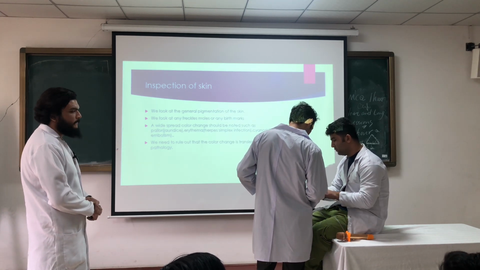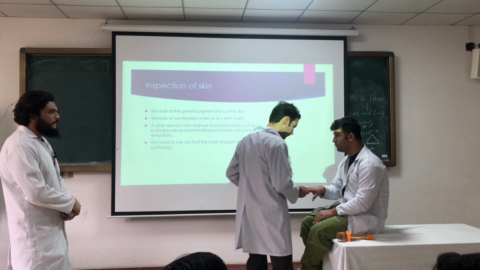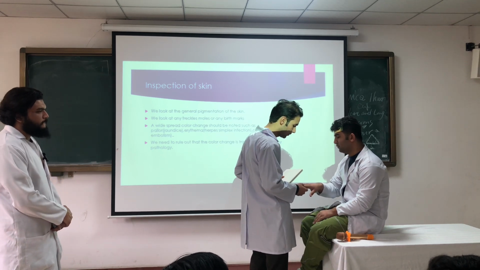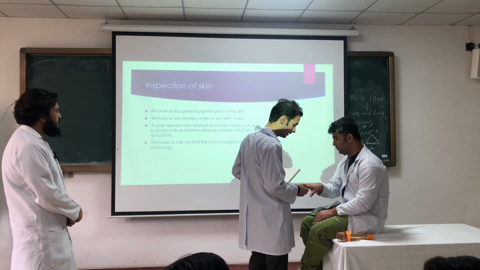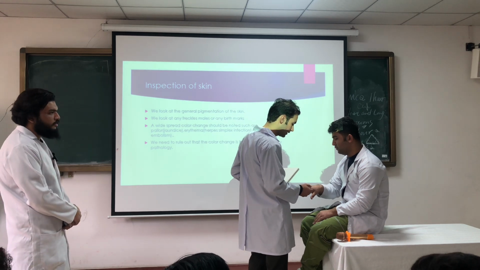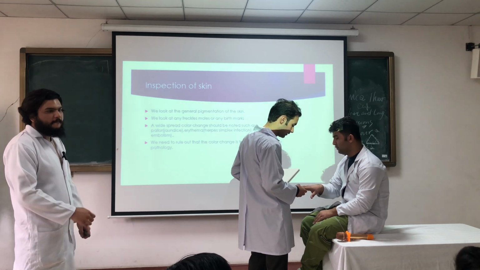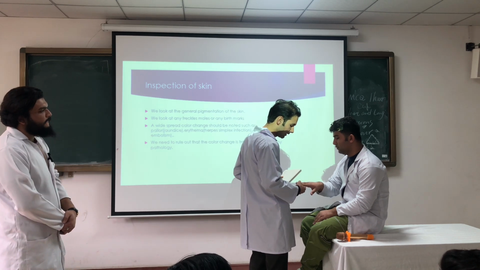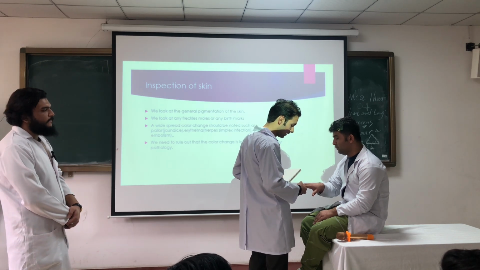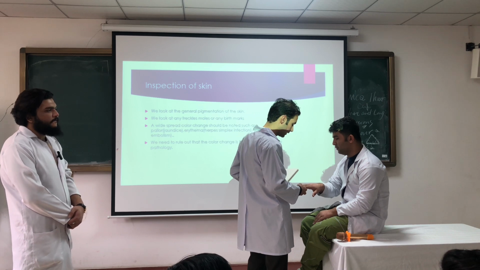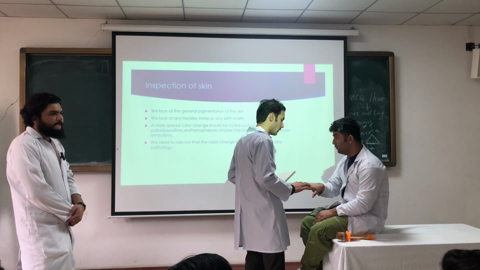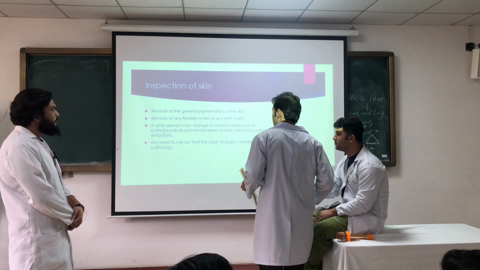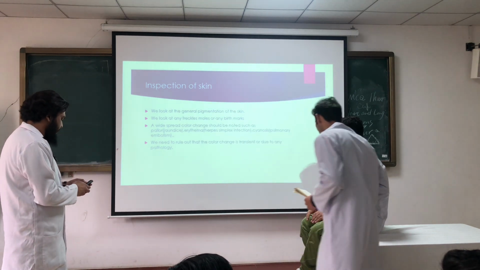So when we inspect the skin, we have to see any lesion like macule, papule, and any discoloration. First we have to see the temperature, and in nails we have to see like the koilonychia, if the nail is spoon shaped, and is there any splinter or something like this. So we have to see overall, and we will do it step by step, and Dr. Wajahat will tell us.